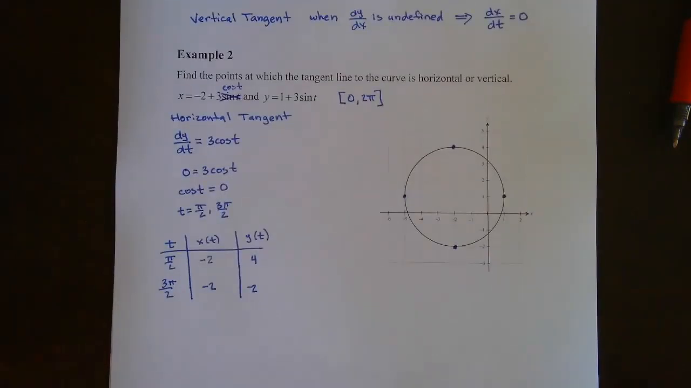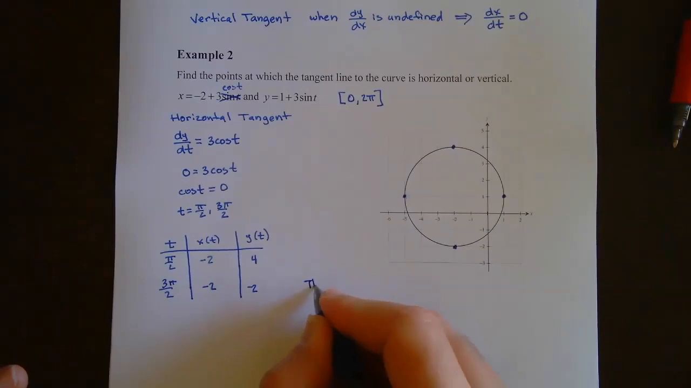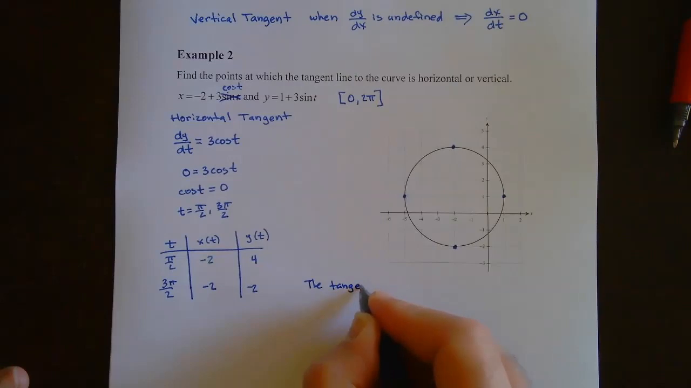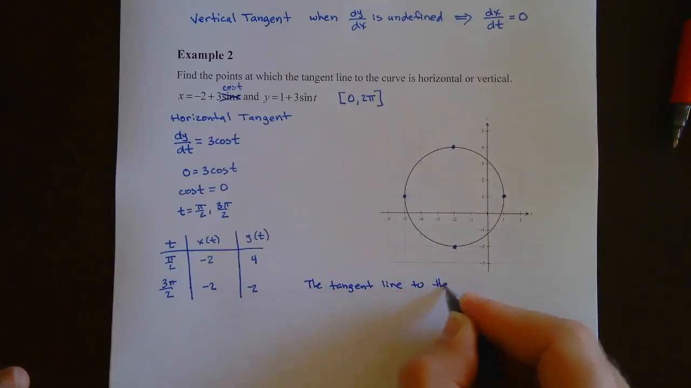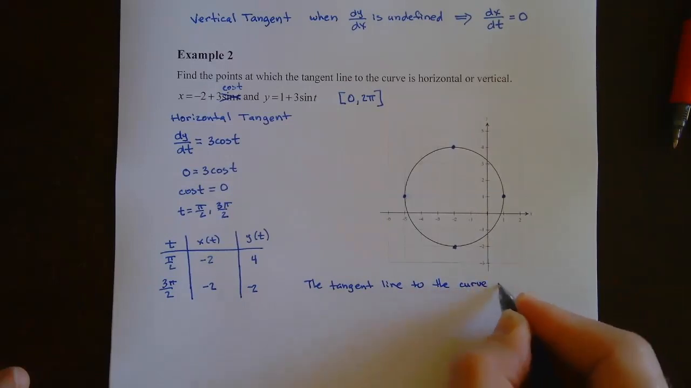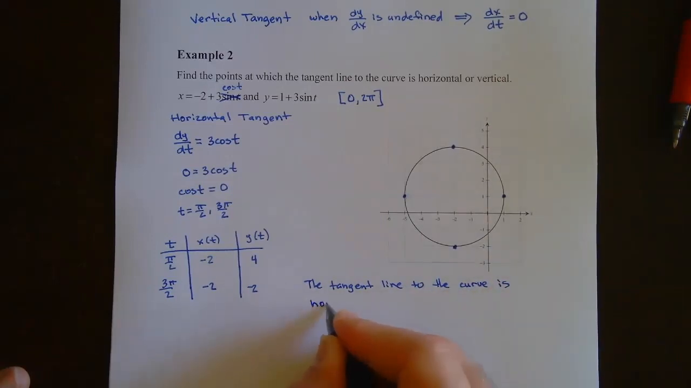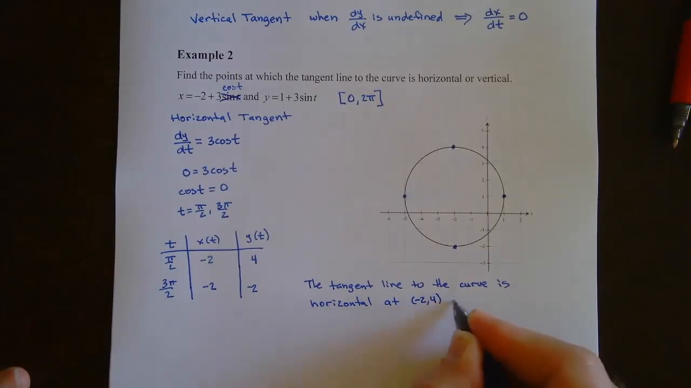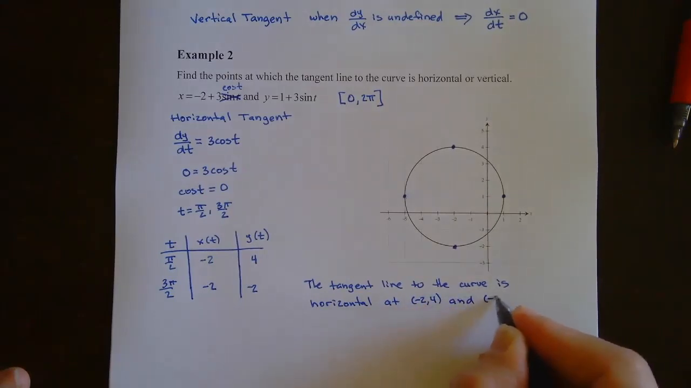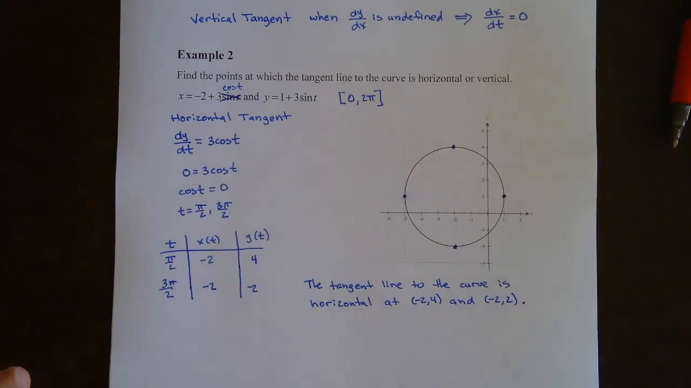Okay, so find the points. Let's answer this question. Find the points at which the tangent line to the curve is horizontal. So the tangent line to the curve is horizontal at negative 2, 4 and negative 2, 2. Okay, so we answered that question.